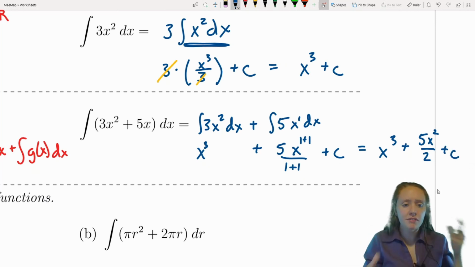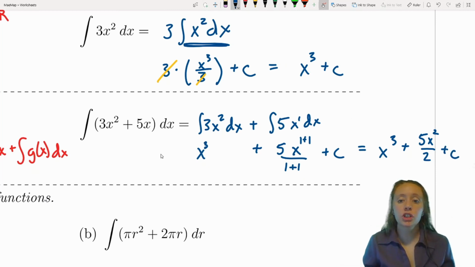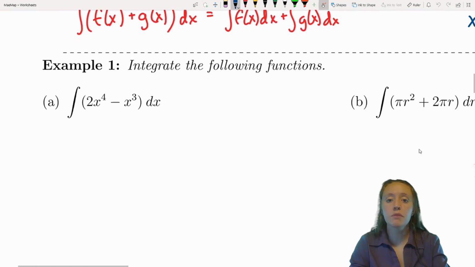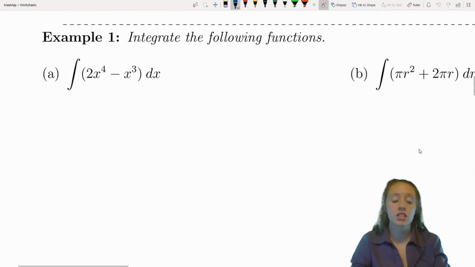Double check with the derivative since we're still learning. X cubed goes to 3x squared, 5x squared over 2. When I bring that 2 down in front and decrease the exponent by 1, that 2 will get canceled out with the 2 in the denominator to leave me with 5x. So let's do 2 quick examples now that we've learned these 3 basic rules of integration.